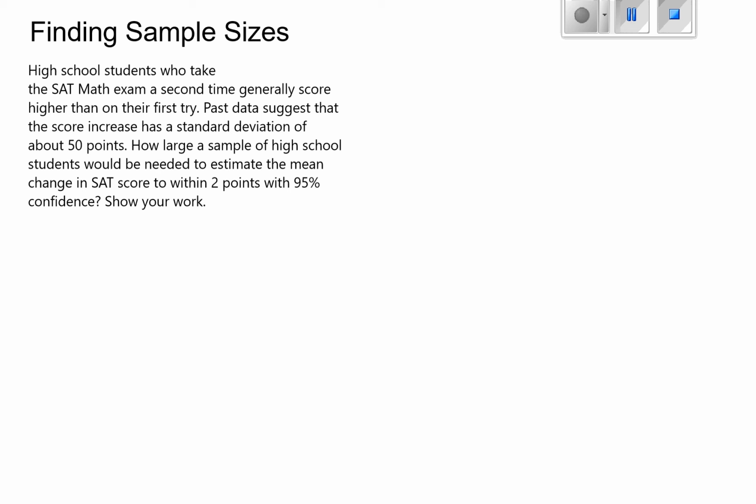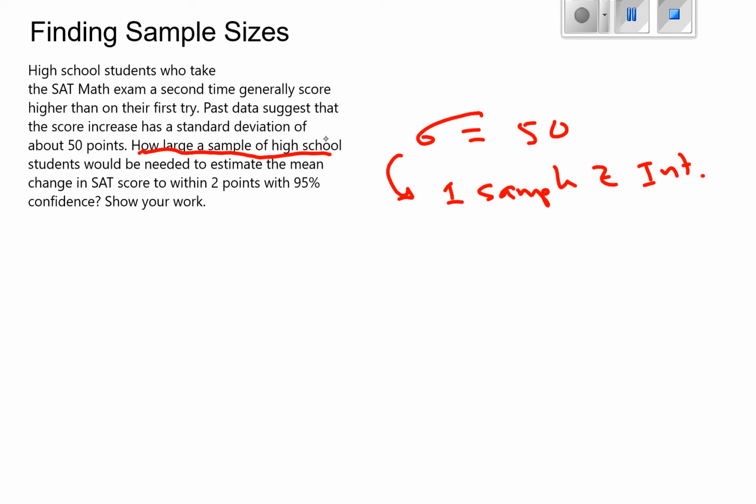High school students who take the SAT exam a second time generally score higher than the first try. Past data suggests that the score increase has a standard deviation of about 50 points. So they're giving us there a population standard deviation. And that's good because that means we could do a one sample Z interval. That's a good thing. How large of a sample? So it says right here, how large of the sample of high school students would you need to estimate the change in SAT score within 2 points? So they're asking for N.